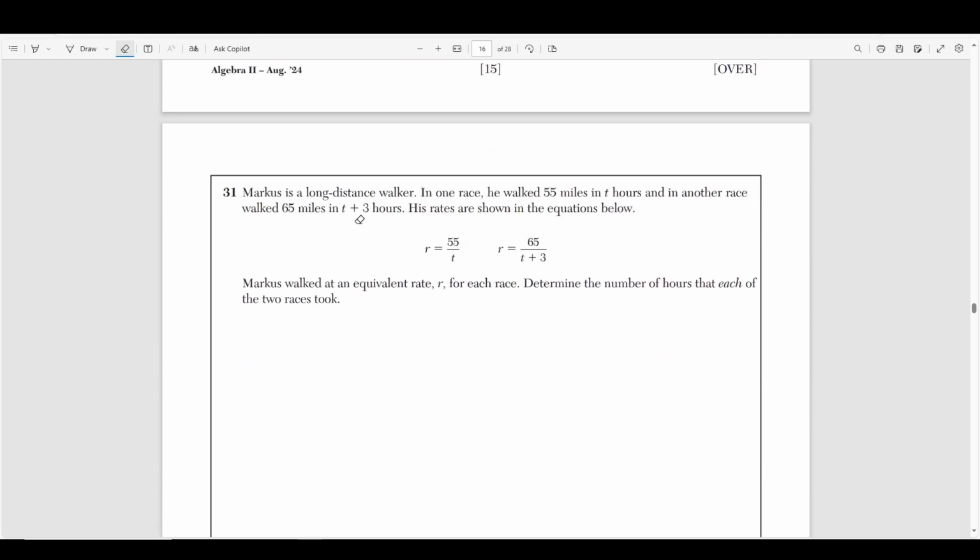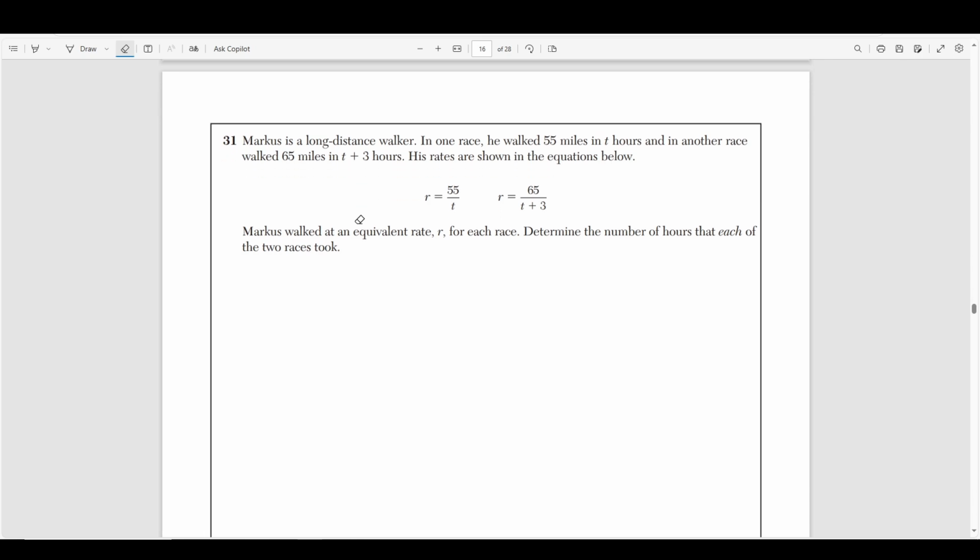Number 31 says that Marcus is a long-distance walker. In one race, he walked 55 miles in t hours, and in another race, he walked 65 miles in t plus 3 hours, and his rates are shown in the equation below. Marcus walked an equivalent rate r for each race. So in both of these, he walked the same rate. So because they're both in terms of r, we can actually set these two equations equal to one another. So we can go 55 over t is equal to 65 over t plus 3.